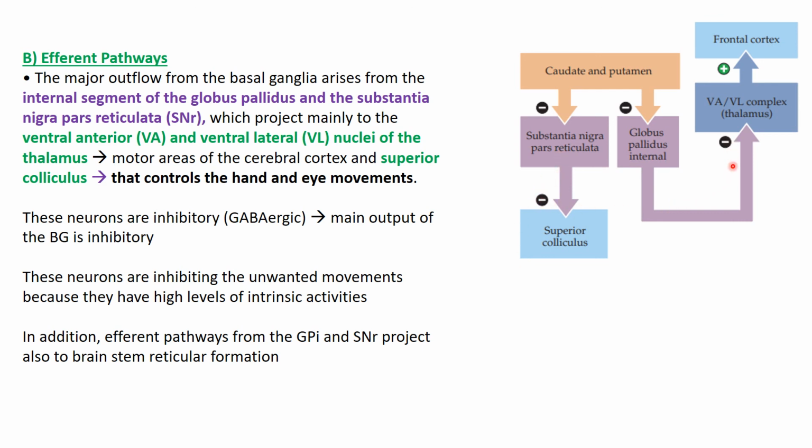These neurons are GABAergic neurons. They produce inhibition of the unwanted movement, and that is the main function of the basal ganglia. Some of the efferent pathway will project from the globus pallidus and from the substantia nigra to the reticular formation in the brainstem.